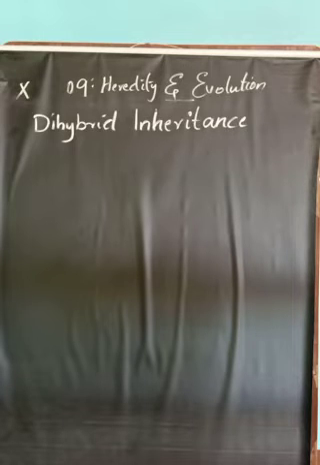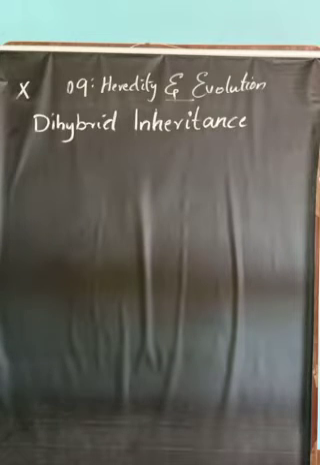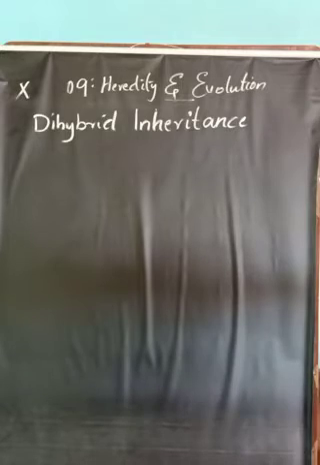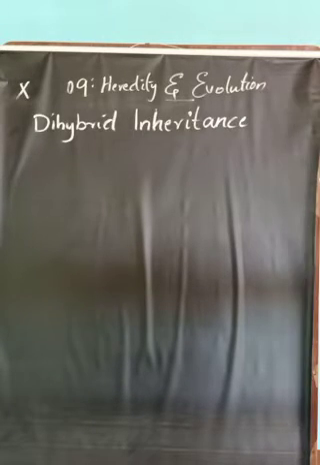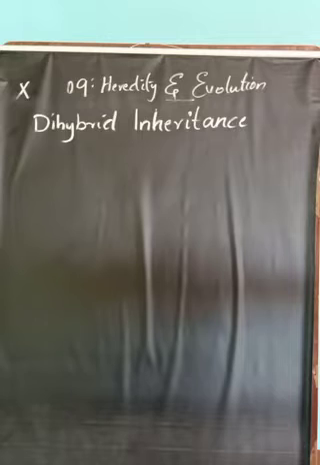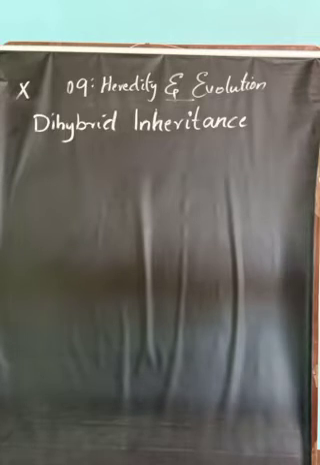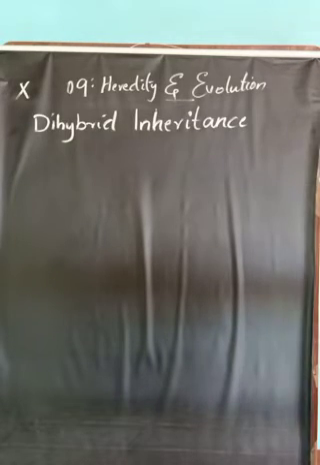In monohybrid inheritance, we already discussed that we are using only a single character at a time. Mendel crossed the pure breed tall plant and pure breed dwarf plant. In the F1 he obtained only tall plants. Then he selfed the F1 hybrid, and in the F2 he obtained both tall as well as dwarf plants. From that he concluded that the dwarfness is not lost from the F1 hybrid, actually it is concealed or suppressed in the F1 generation.